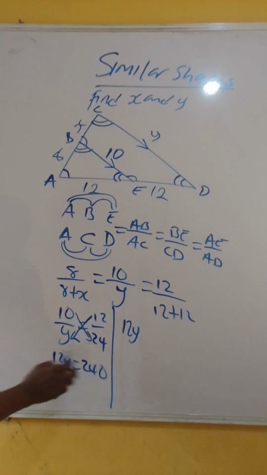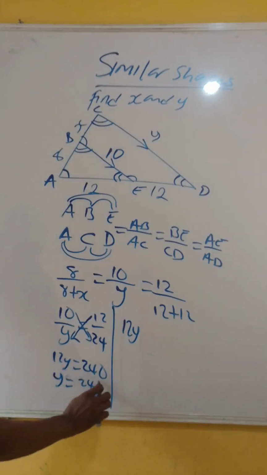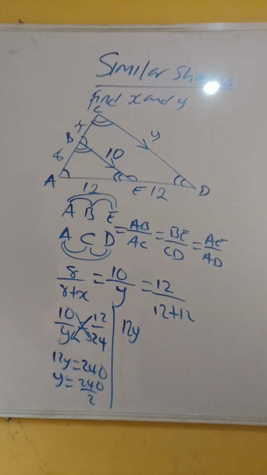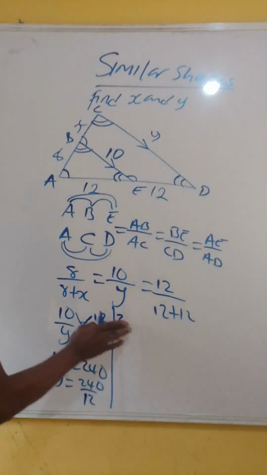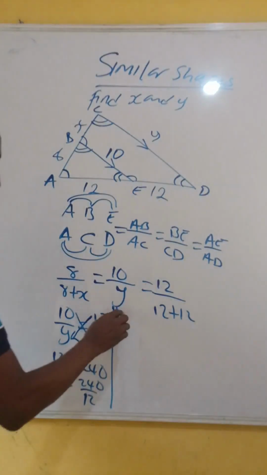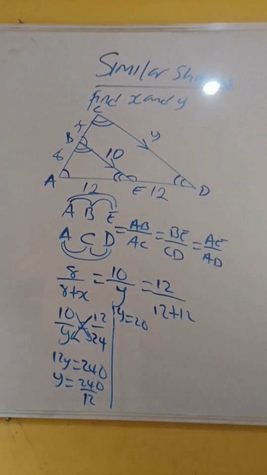So divide both sides by 12. My Y becomes 240 over 12. And 240 divided by 12 will give us what? Y will become 20. So our Y equals 20. I've gotten that, Y equals 20, because 12 into 24 is 2, and 2 into 0 will give you 0.